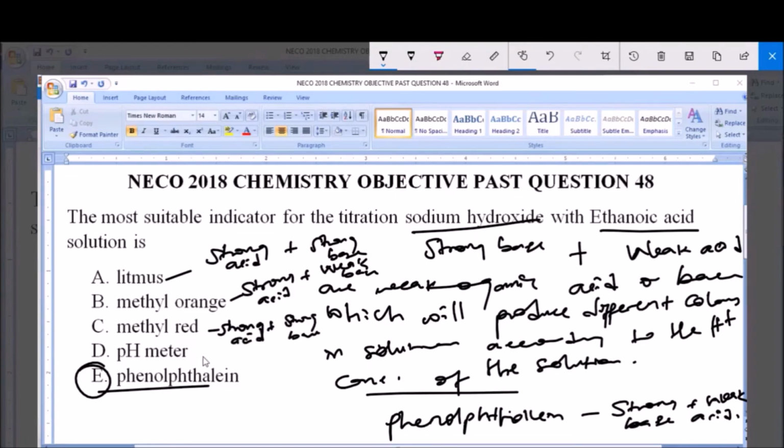Now, a pH meter is not an indicator. So the answer to this question, like I said, is option E, phenolphthalein, which is used for a strong base and a weak acid. And like you know, sodium hydroxide is a strong base and ethanoic acid is a weak acid. So the answer is E, phenolphthalein.